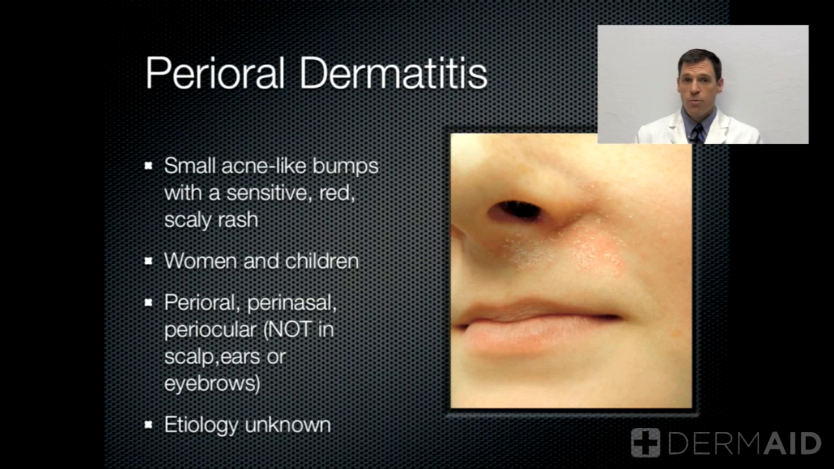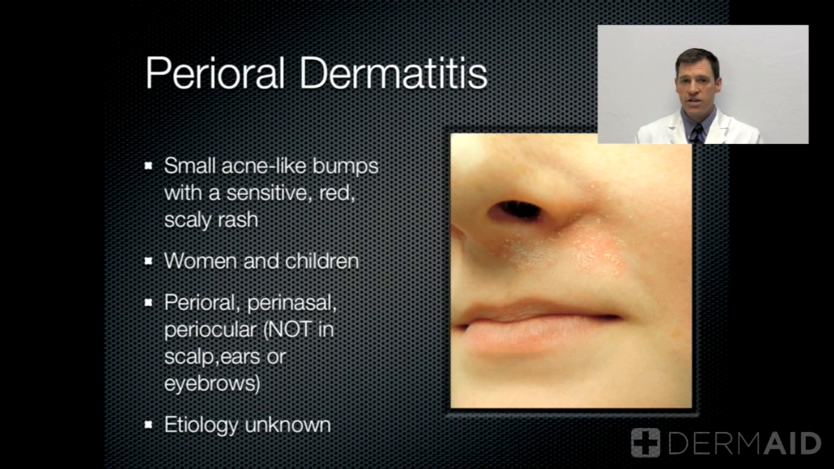It presents as small acne-like bumps with sensitive skin. So it's red and scaly, but it's also studded with small red bumps, sometimes pustules. Again, it's important to know that it's more common in women and children. In fact, it's rarely seen in men. It occurs around the mouth, around the nose, or around the eyes.